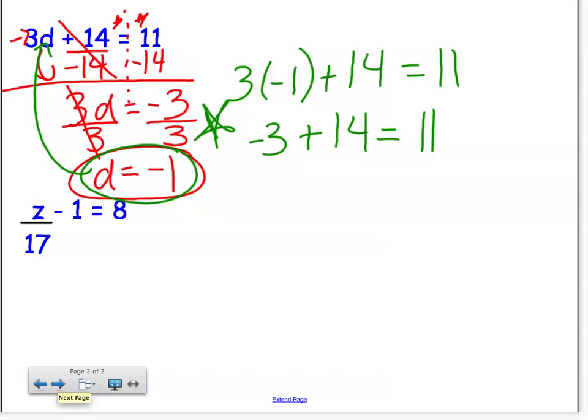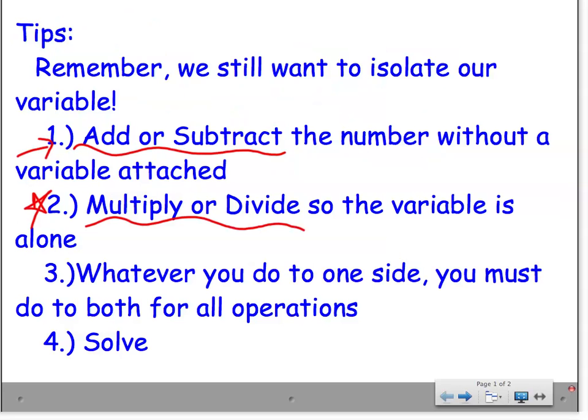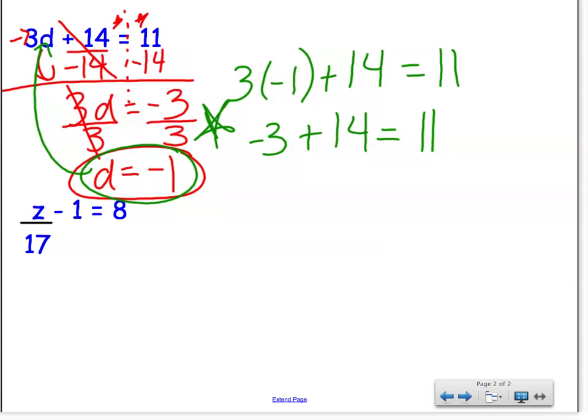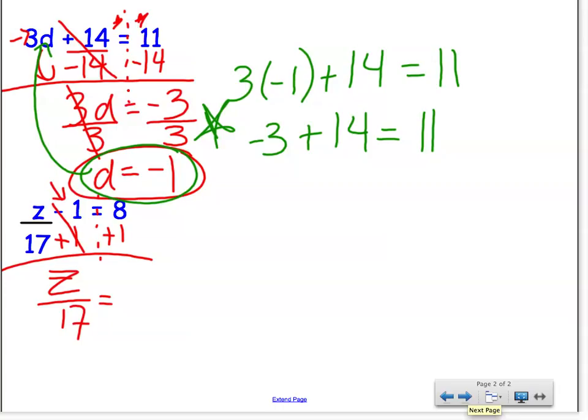Alright, let's do another one. This one's a little bit tricky. You guys don't tend to like the division ones. Okay, what's my first step? I need to add or subtract the number without a variable attached. So I'm going to do the opposite of this negative 1 that I see right here, and so I would need to add 1. Whatever I do to one side of that equal sign, I need to do to the other. These will cancel, and we'll have z over 17 on this side equal to 8 plus 1, which is 9.